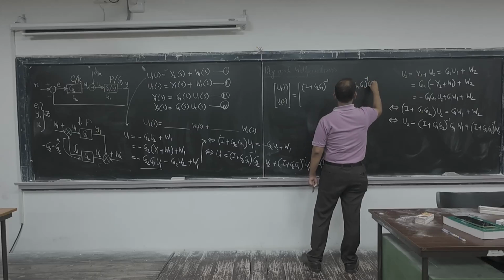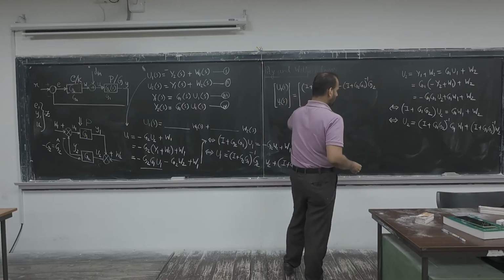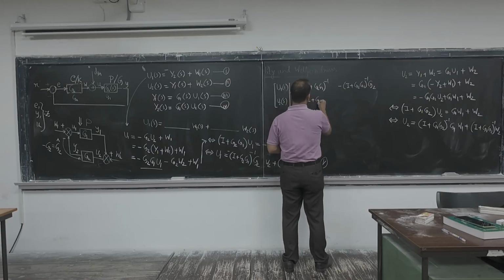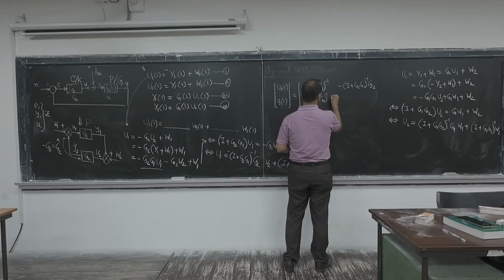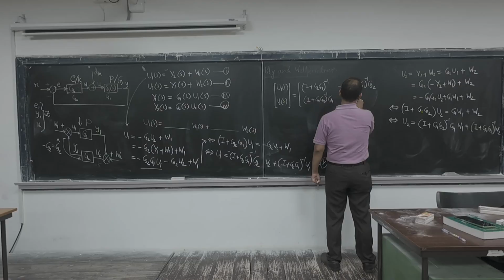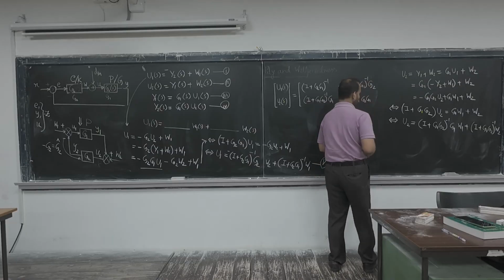G2, G1 whole inverse into G2. And here U2 means first what is the component for W1? That is I plus G1, G2 whole inverse into G1. It's going to be the same as I plus G2, G1, G2.